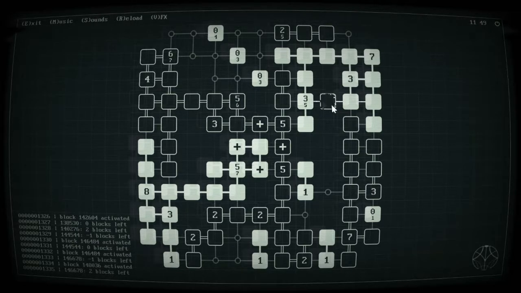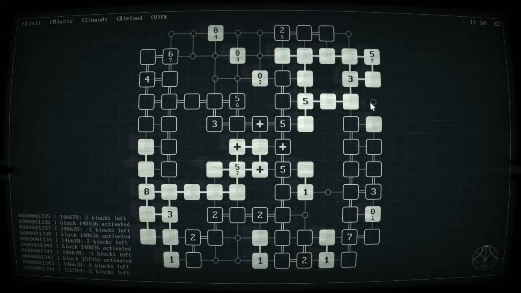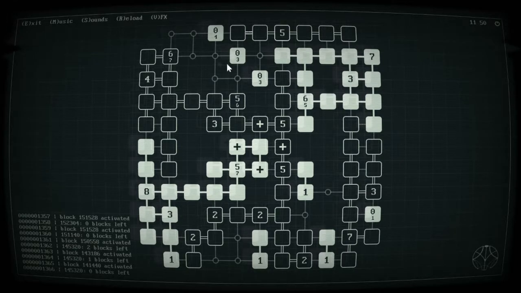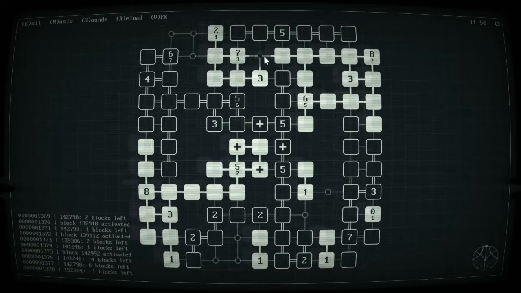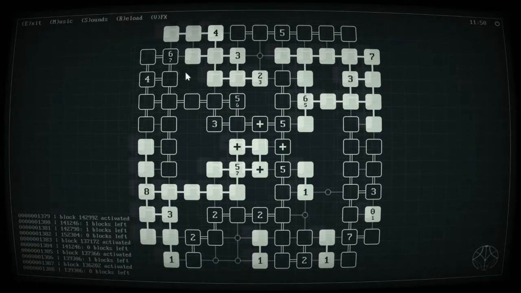Can I take something? Yep, we done goofed the big one, ladies and gentlemen. We done goofed. Okay, so what is needed? This needs one more. Let's give it that one. We'll move that there. We'll break that.